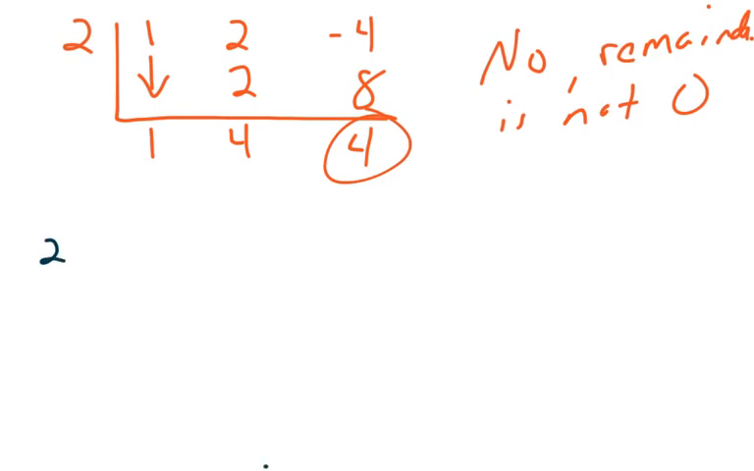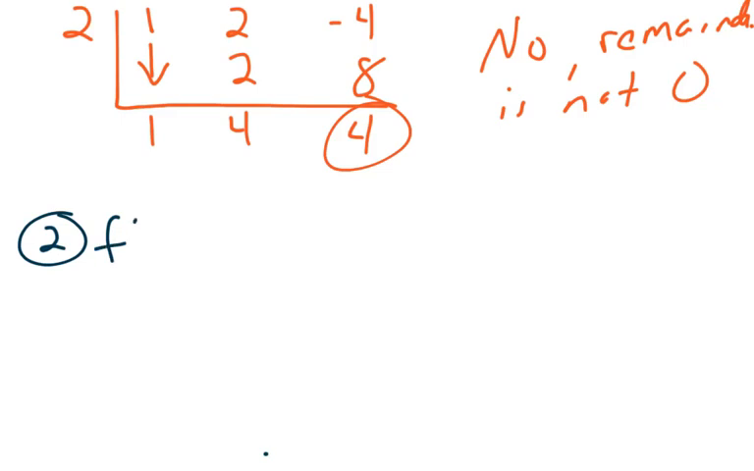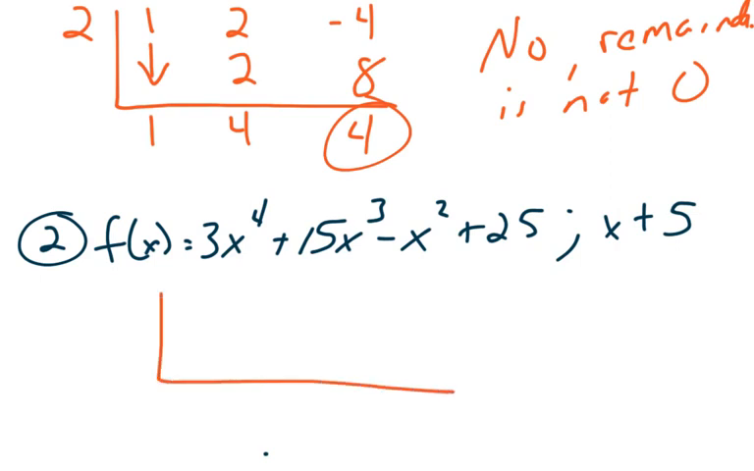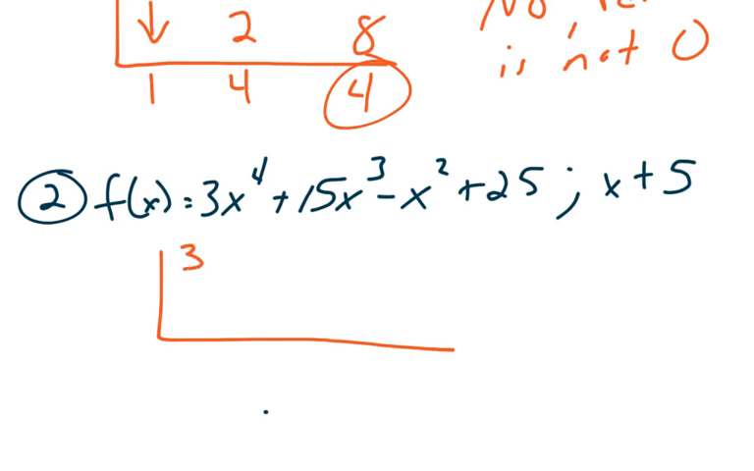Let's try number 2. This one probably will be a factor. We'll have f of x equal to 3x to the 4th plus 15x cubed minus x squared plus 25, and the factor given is x plus 5. Again, we'll need synthetic division, with coefficients inside: 3, 15, negative 1. I don't have an x term, so I need a 0 there, and then finally 25. The number out front is the opposite of the number in the binomial, so negative 5 goes out there, and we'll run through our synthetic division.